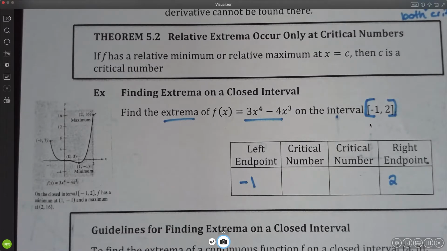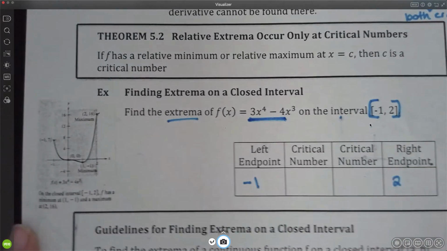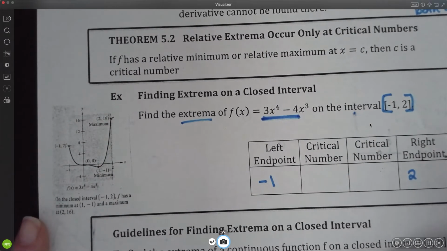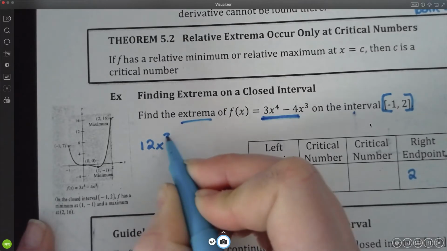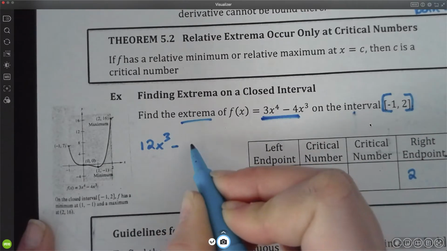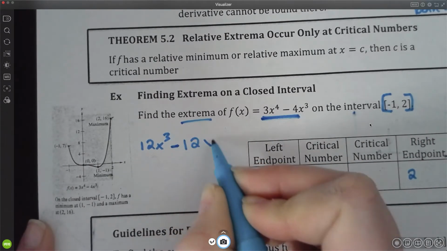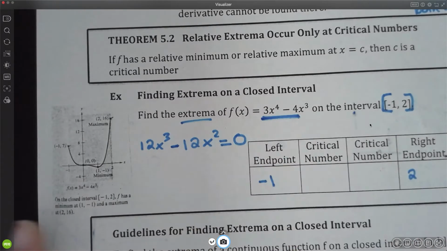So to find the couple in the middle, we take the derivative and set it equal to 0. Help me with the derivative. Let's see what that is. What do you got? 12x cubed minus 12x squared. We're going to set that equal to 0, because by setting it equal to 0, we're finding the horizontal tangent lines where the maximum ends up. So now I want to solve for x. What can you do?